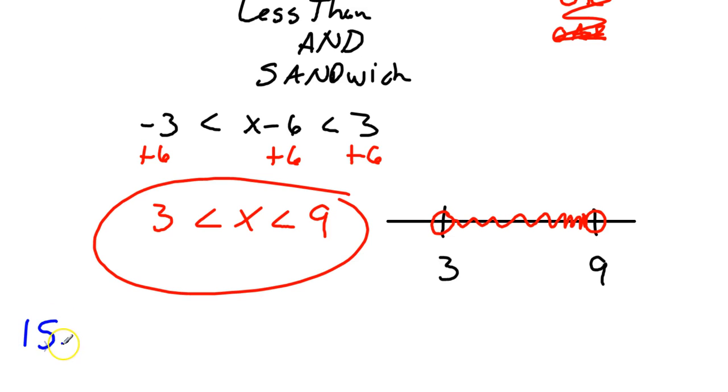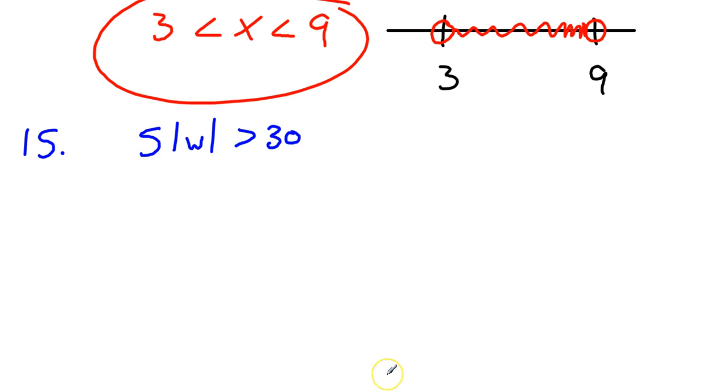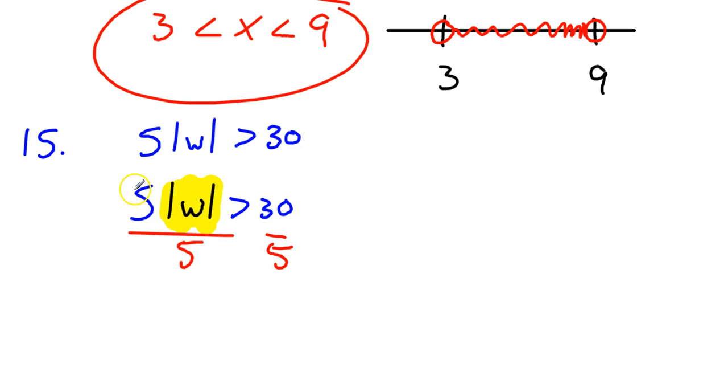And 15, pretty much the same type of question, just a little bit different solving that you have to do. So same directions on this one, still graph on a number line. The only difference with this one is you have 5 times absolute W is greater than 30. And again, for this one, before you can do anything, you have to get this absolute value by itself. So divide by 5 on both sides. So absolute value of W is greater than 6.